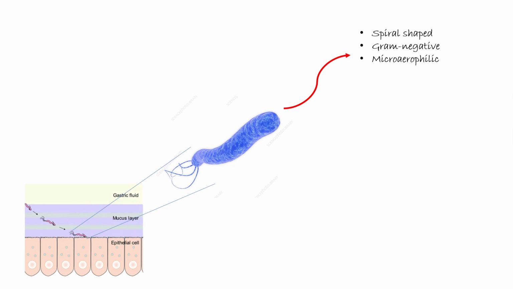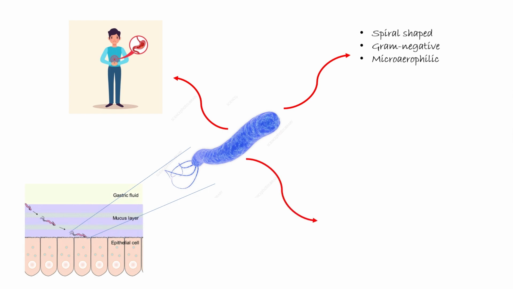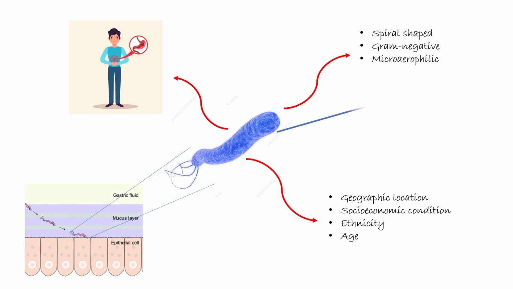When an individual is infected with H. pylori, it was stated that he will be affected with chronic gastritis, which is causally linked to, or eventually develops into, peptic ulcer disease. The prevalence of H. pylori varies by geographic location, socioeconomic conditions, ethnicity, and age. The highest prevalence of H. pylori infection is seen in developing countries when compared to industrialized countries.